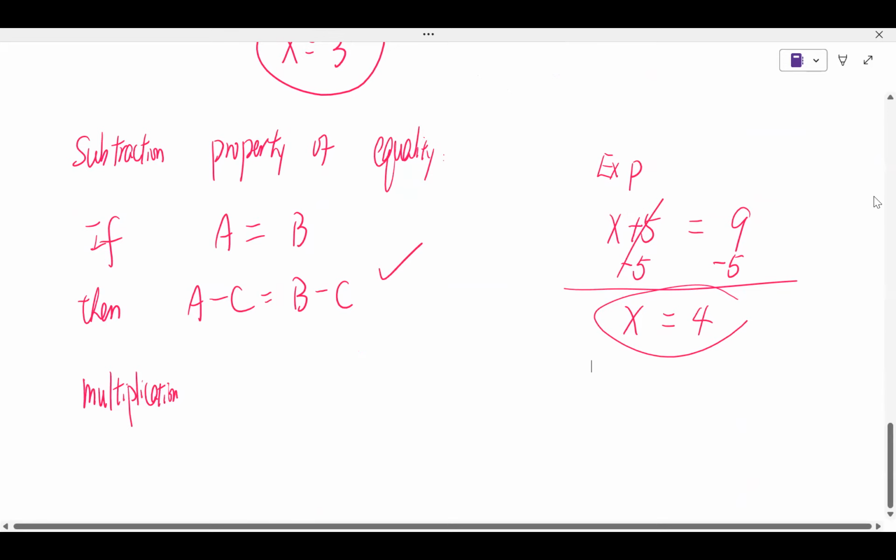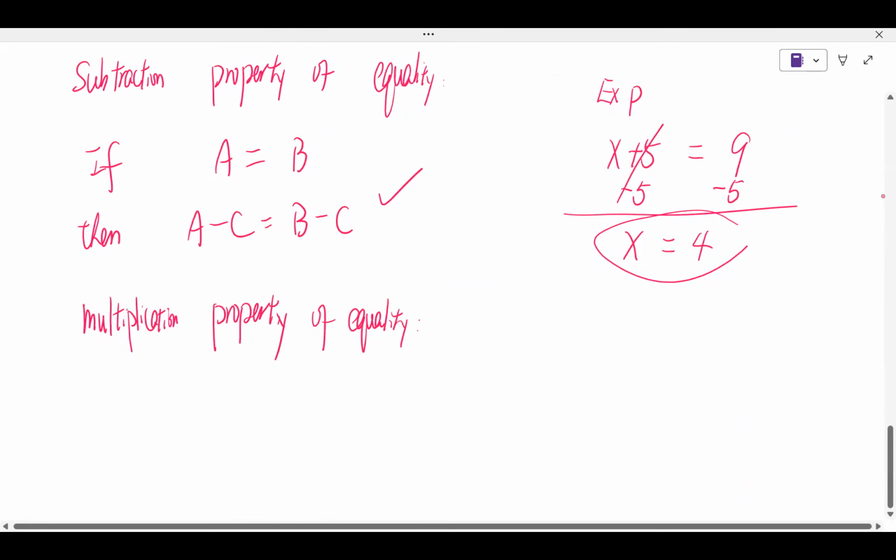And then the multiplication property of equality. Again, let's say A equals B. Now you can multiply both sides of the equation by C: A times C and B times C. It's still going to end up with an equation, a slightly different one.